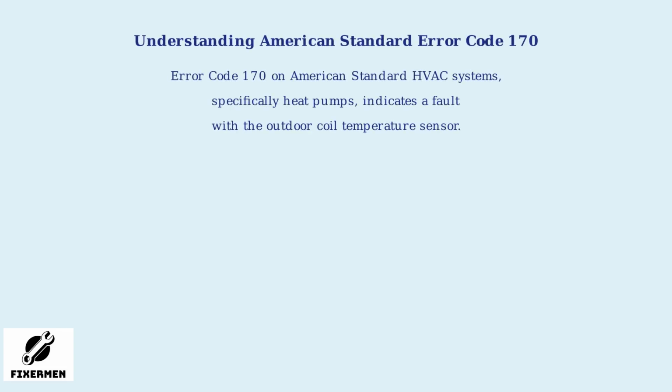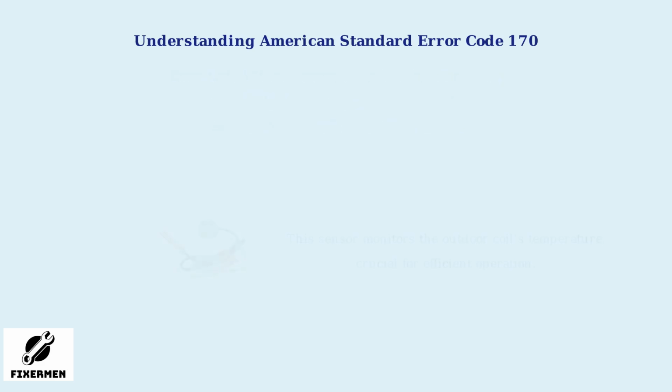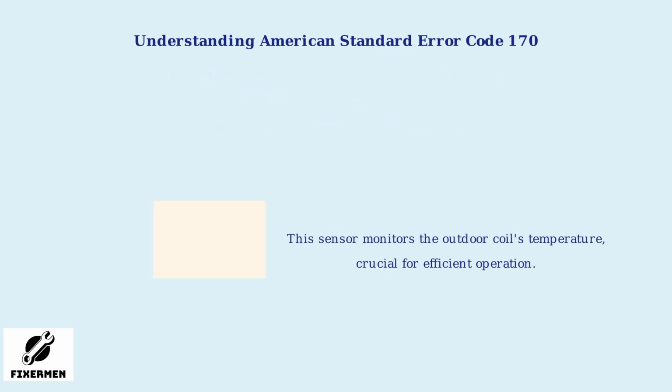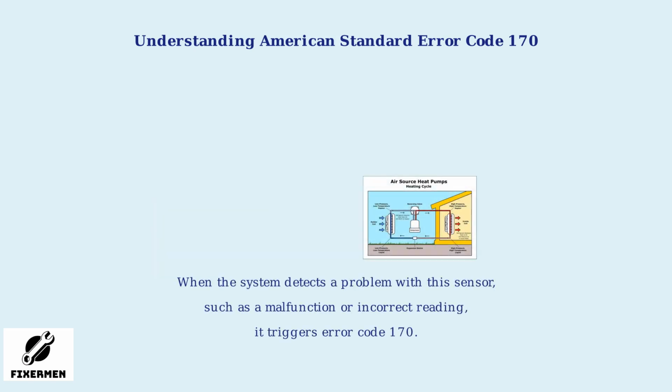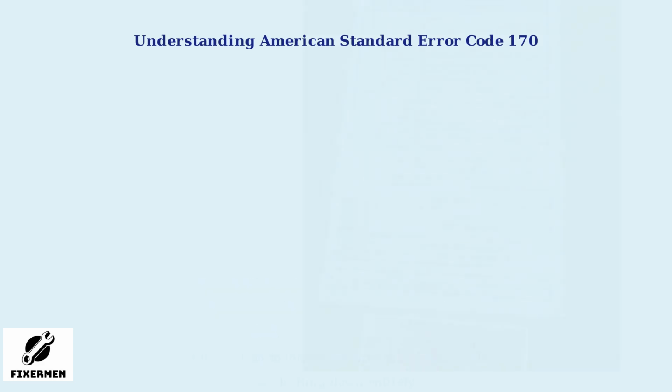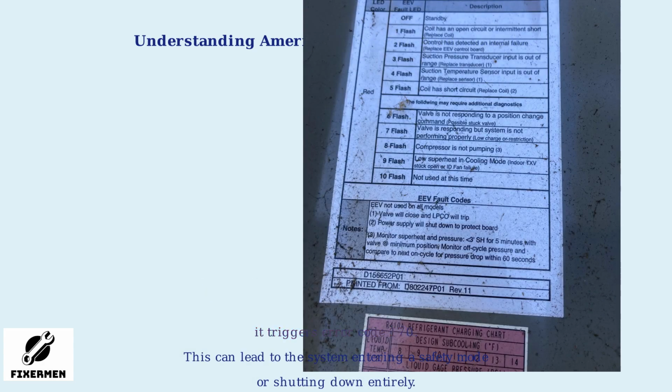Error code 170 on American Standard HVAC systems, specifically heat pumps, indicates a fault with the outdoor coil temperature sensor. This sensor monitors the outdoor coil's temperature, crucial for efficient operation. When the system detects a problem with this sensor, such as a malfunction or incorrect reading, it triggers error code 170. This can lead to the system entering a safety mode or shutting down entirely. We'll explain what this means for your system's performance and longevity.